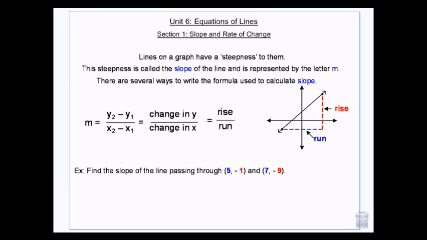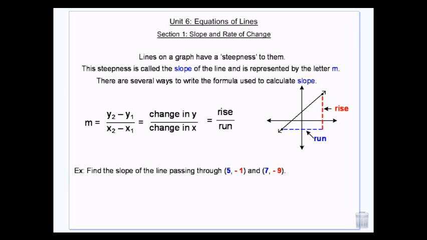So hopefully that'll help. The rise is the difference in the y values because it's up and down, and y moves up and down. The run is the difference in the x's, because x's move side to side. Okay, so I'm kind of working this backwards. The change in the y's over the change in the x's, these are numbers, gives us the slope. So we can subtract any two y's and the same two x's.